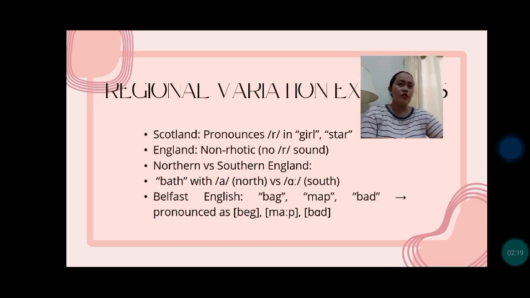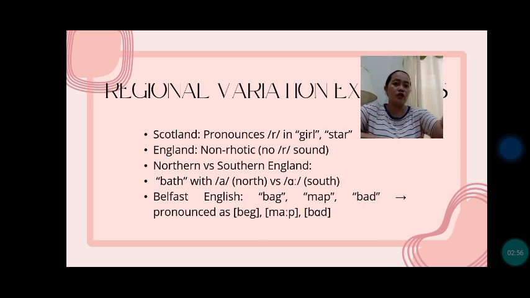Next, we have the regional variation examples. Here are some examples of regional pronunciation differences. For example, in Scotland, speakers pronounce the R sound in words like star and car. In contrast, many English speakers from southern England do not, making their speech non-rhotic. Even within England, pronunciation varies: northern speakers say bath with a short vowel, while southern speakers use a longer sound. In Belfast, vowels sound different too. For instance, bath sounds like bed.